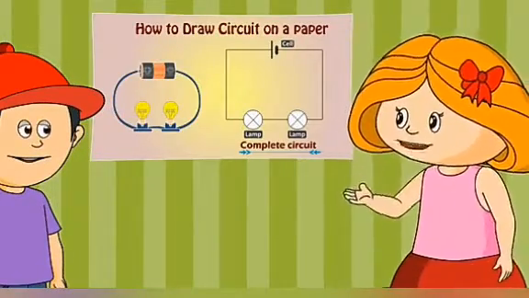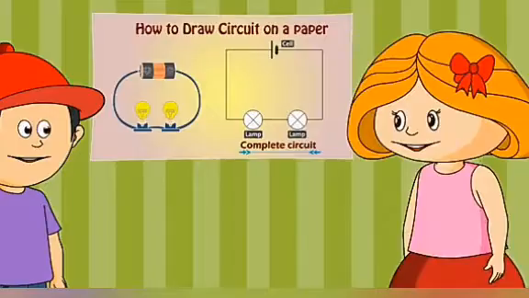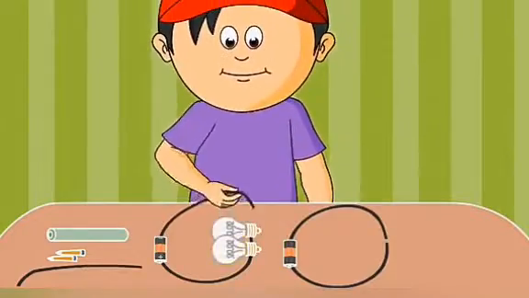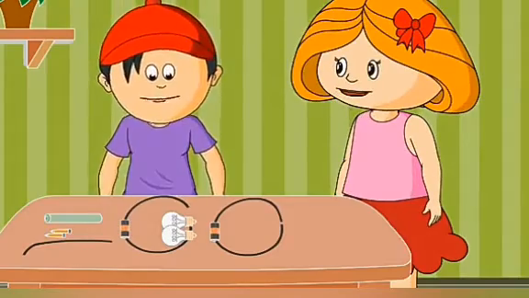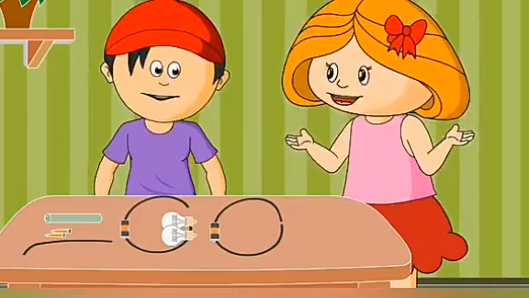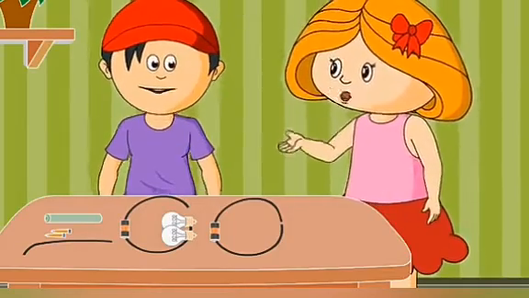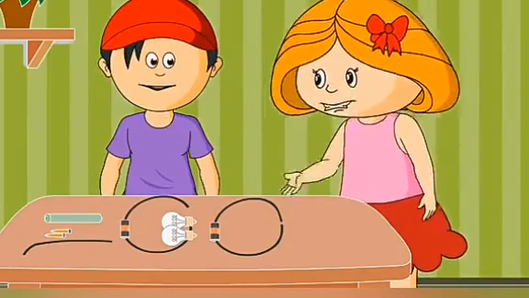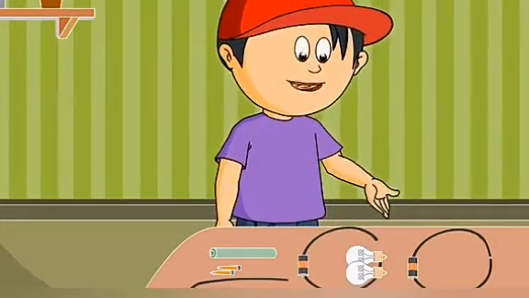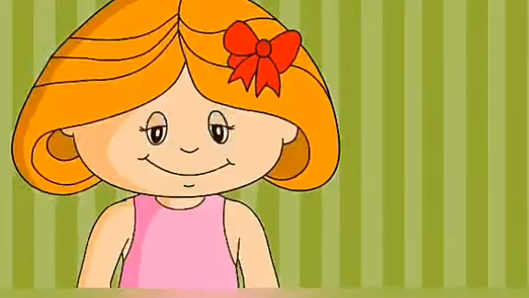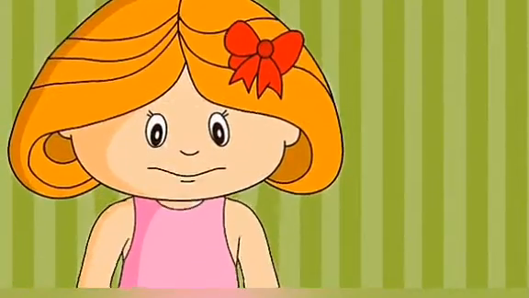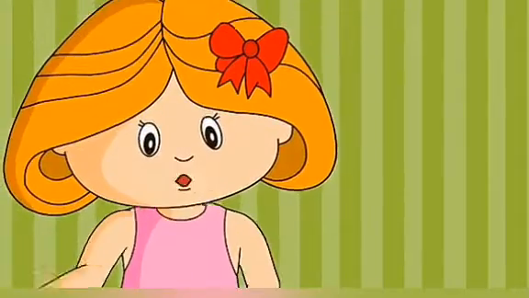Can you remove the wire from one side of the first bulb? Oh no, both bulbs have gone off. What happened? Everything was in the series. When one part of the series was removed, the circuit becomes incomplete and therefore the current stops flowing. That is why both bulbs stopped working. This is the problem with series circuits. Suppose one bulb gets fused, all bulbs will go off.